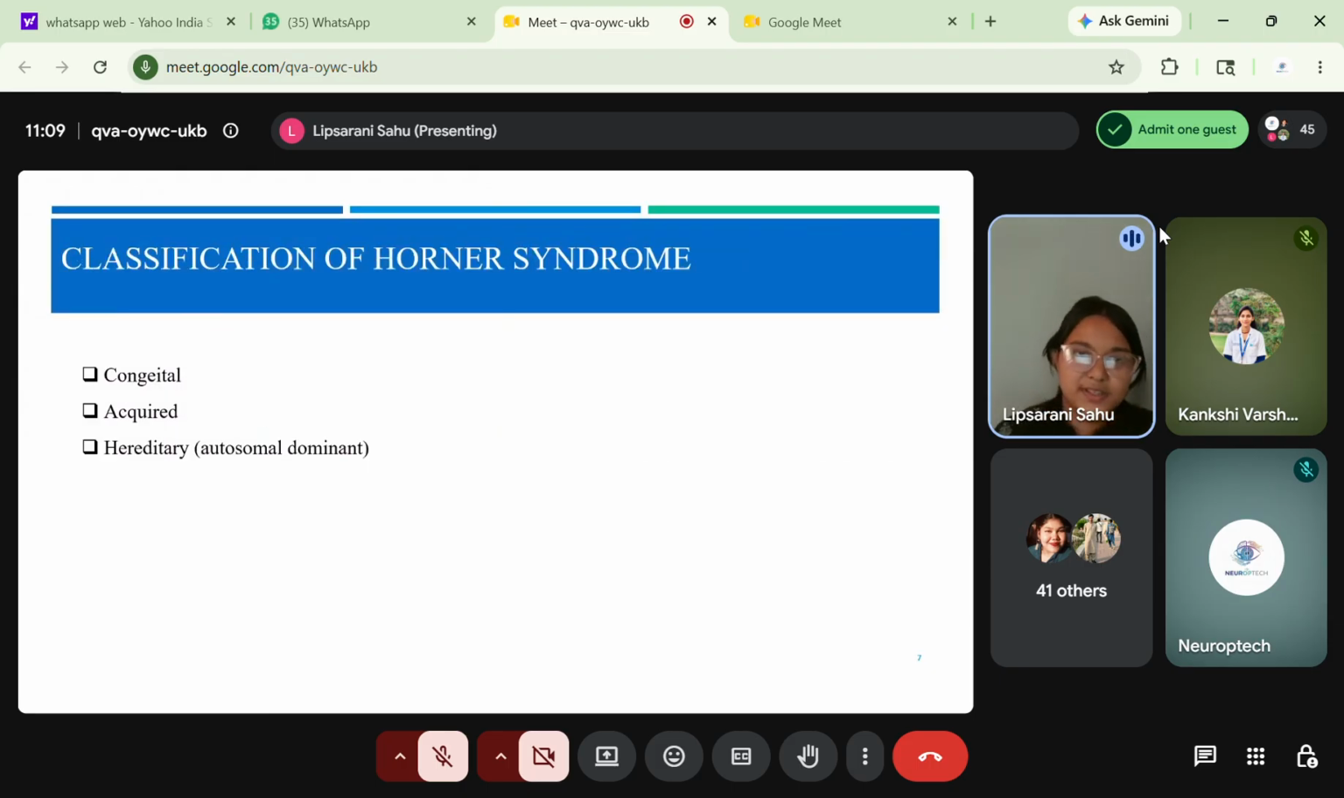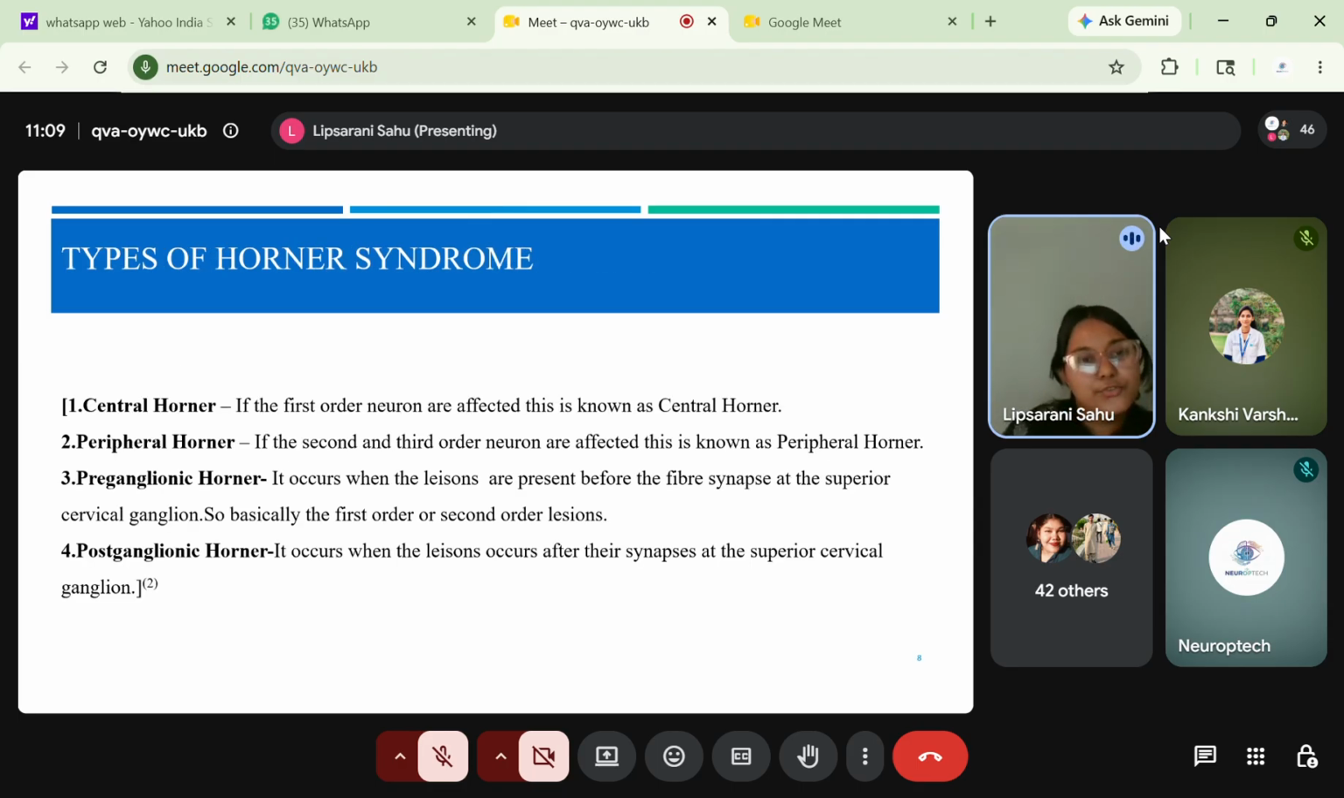So now the classification of Horner syndrome. Horner syndrome is classified into three groups: congenital, acquired, and hereditary. Congenital occurs in infancy, within the first 2 years of age. Acquired occurs due to vascular lesions, tumors, neurological disorders, etc. Hereditary is very rare, with autosomal dominant inheritance. There are four types of Horner syndrome: central, peripheral, preganglionic, and postganglionic.